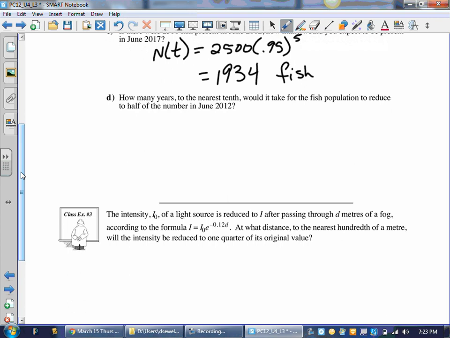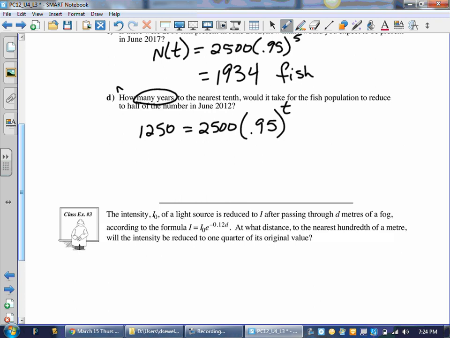Now it says how many years. Right away I go, oh, that's the n part of my formula. How many? That's the part I'm not going to know. How many years would it take for the population to reduce to half? So I'm starting with 2,500. I want this to be 1,250. In the end, my rate of growth, or in this case, decrease, is losing 5%. So I put 0.95, and I don't know how many years it takes, or n or t, whatever you're using.